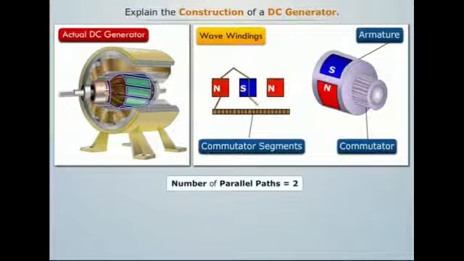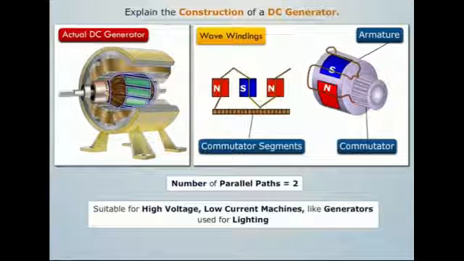And next one is wave winding. The number of parallel paths is fixed, that is 2, north and south pole only. Suitable for high voltage, low current machines in generators.